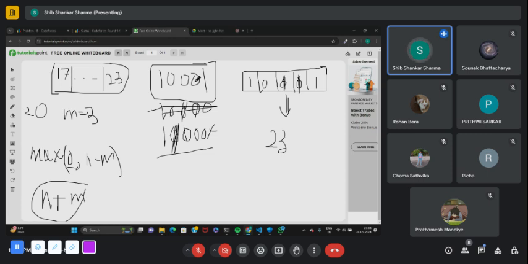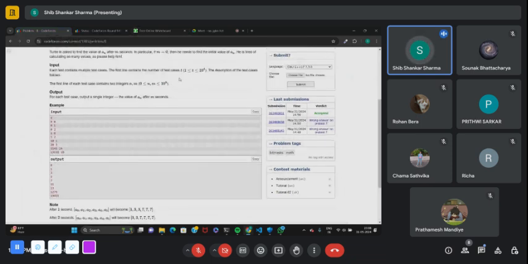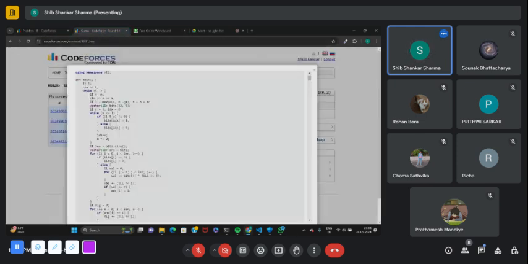It is a constant amount of time that I am taking. So the number of test cases is t, and for each test case I'm taking a constant amount of time. So the overall time complexity of my code will be big O of t, and t is 10 to the power 4, so that is well within the range, right?